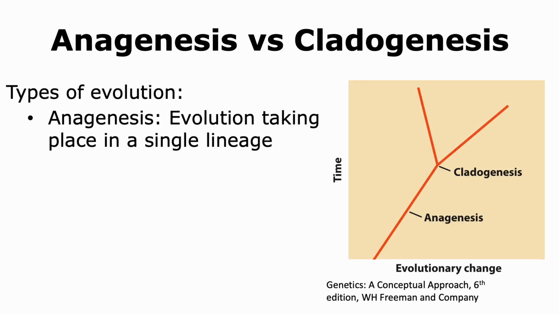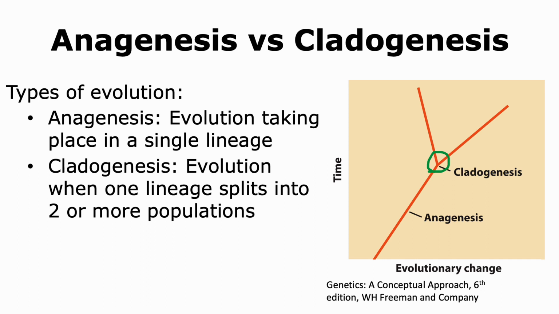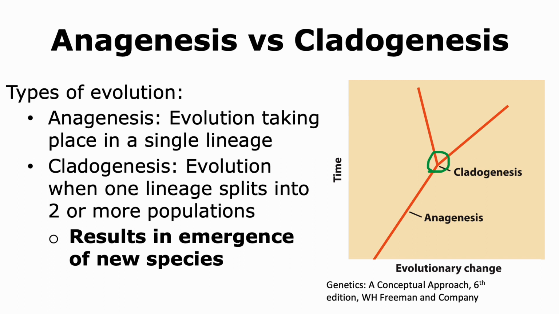There are two main ways by which populations can evolve. The first one we'll look at is anagenesis. In anagenesis, the population is undergoing changes. However, members of the population are still able to breed with one another, and hence the evolution is taking place in a single lineage of organisms. On the other hand, cladogenesis is when one lineage is able to split into two or more populations. These two or more populations no longer breed with one another, and hence cladogenesis results in the emergence of new species.